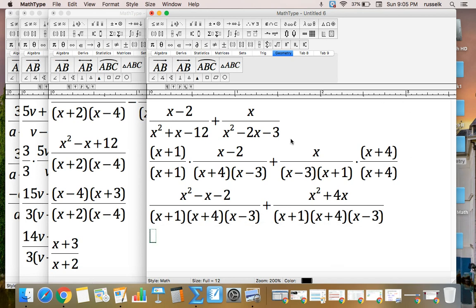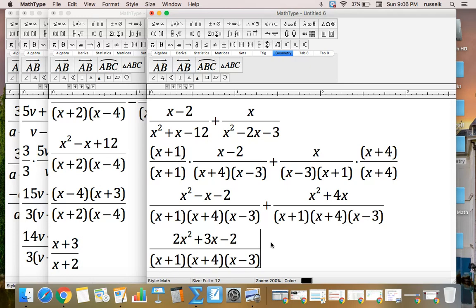Denominators match, so we can go ahead and add the numerators. X squared plus another x squared would give me 2x squared. Negative x plus 4x is plus 3x. And then negative 2 plus nothing is just minus 2. Common denominator stays the same. Now that we have one fraction, we would want to see if that simplifies at all. So we would need to factor the top.